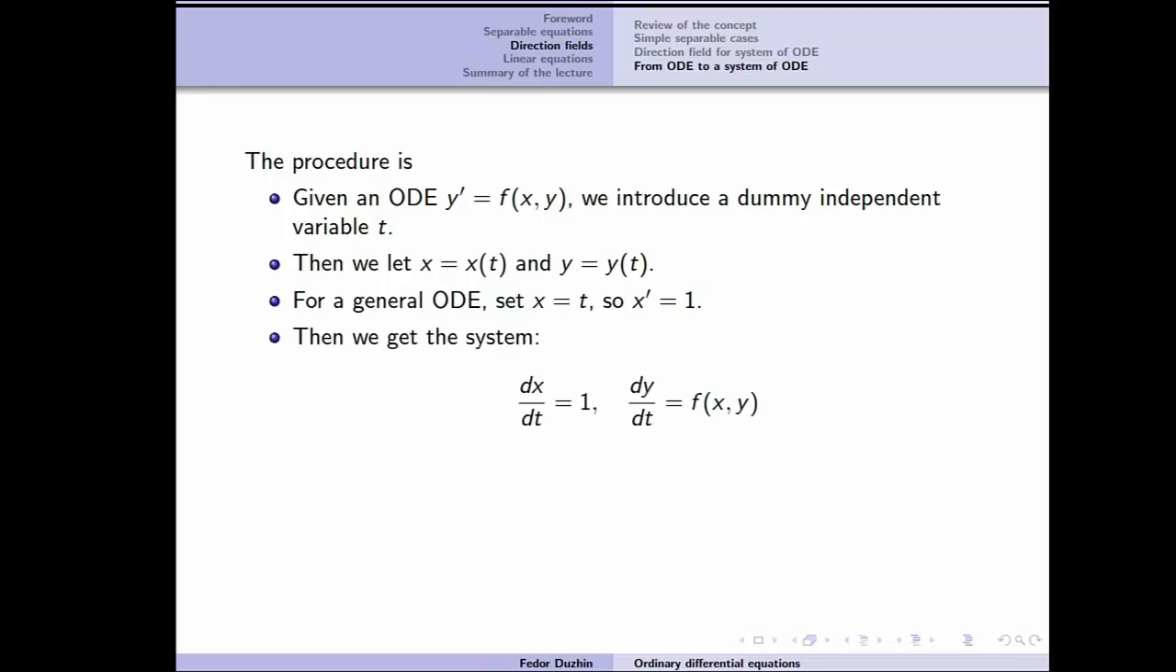So very simple. And then we get the system where dx/dt is 1, because the first equation basically tells us the same thing, that x is t. And the second equation is just the same thing as the original one. The only difference is that now y prime is interpreted as dy/dt rather than dy/dx.